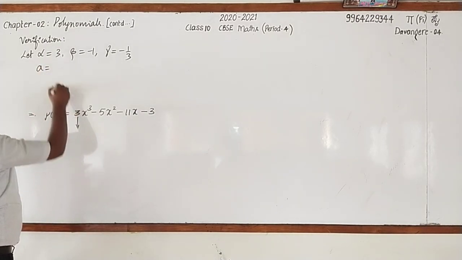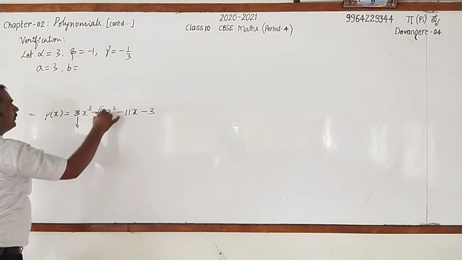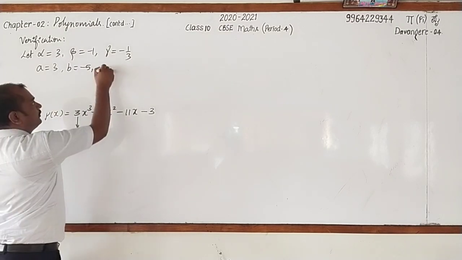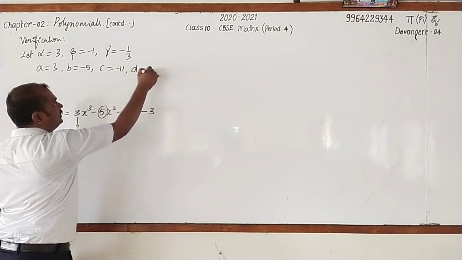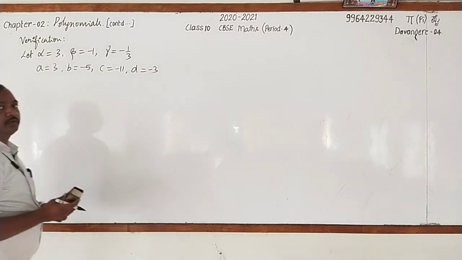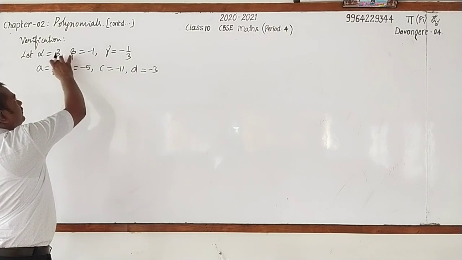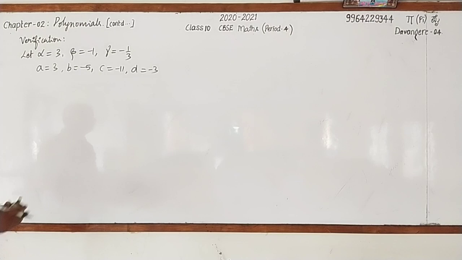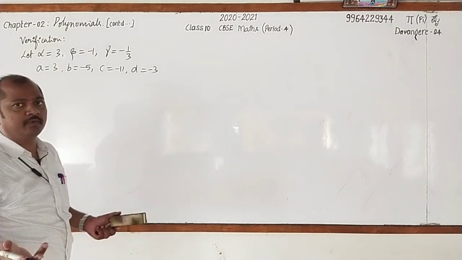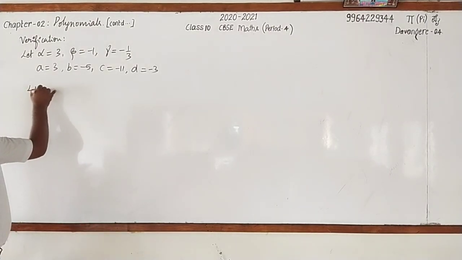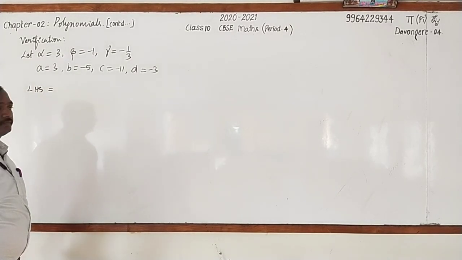A. What is A? It is 3. B, the coefficient of x square, is minus 5. C is minus 11. And D is minus 3. Now, we have to verify the relationship between zeros and coefficients. With respect to a cubic polynomial, we know the three statements. You can go for verifying any of these three statements. Yes, I go for taking the first one, that is the sum of zeros.